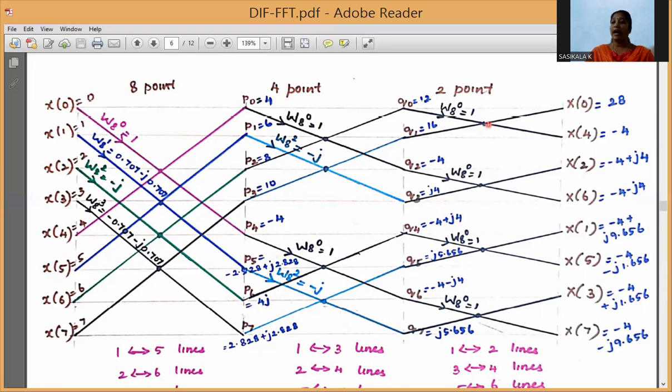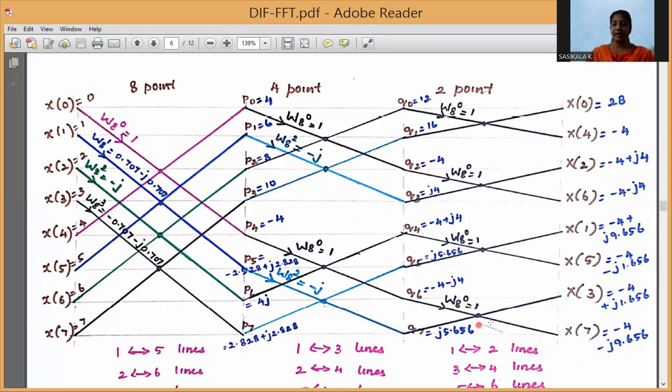Put a dot. For the 2-point DIF, you will have only the W8 power 0 twiddle factor. Write the twiddle factor W8 power 0. Here the third and fourth line is connected. Again, this third and fourth line is connected. Put a dot and write the twiddle factor W8 power 1. And here the fifth and sixth line is connected. Again, this fifth and sixth line is connected. Put a dot and write the twiddle factor W8 power 1. Again, the seventh and eighth line is connected.